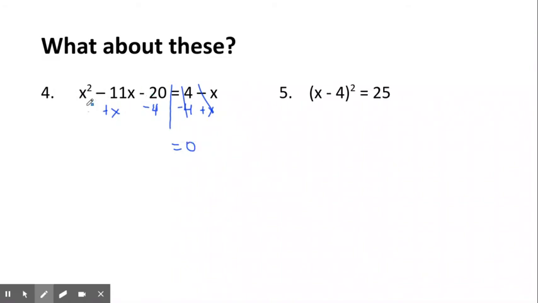On this left side of the equation, that x squared is going to drop down. That minus 11x plus x gives us minus 10x. And then this last part here, negative 20 minus 4, gives us minus 24. Once you have done that, now it's just like the other ones we've done. We've got a quadratic equation equal to 0. I'm going to have you go ahead, pause the video, and see if you can finish solving this quadratic equation.